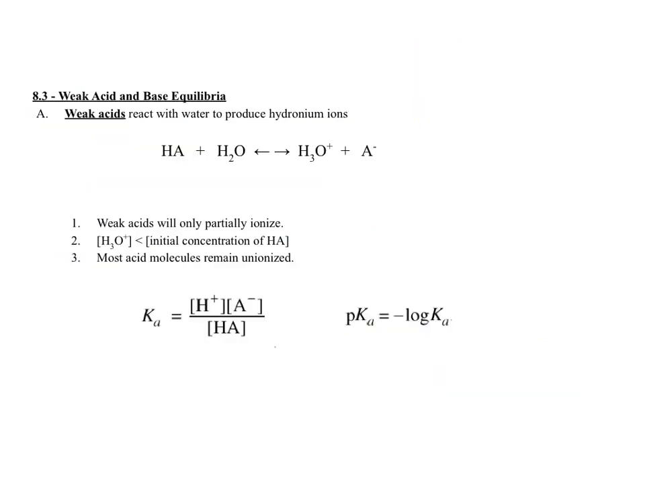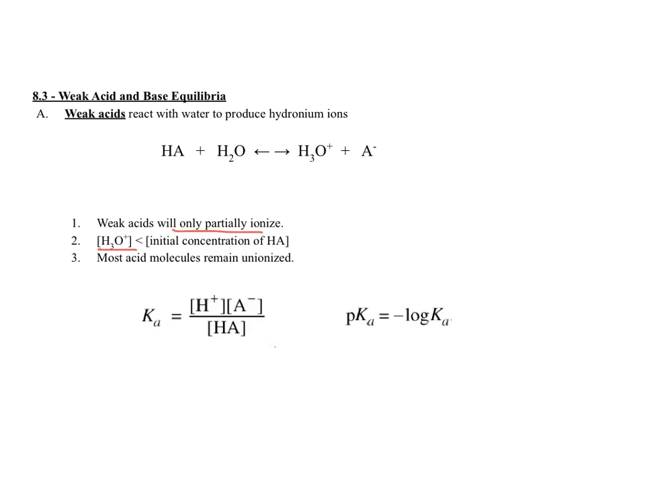Okay, so we're going to go ahead and take a look at how we're going to calculate pH values for weak acids, which is going to be a little bit different because weak acids only partially ionize. So you're not going to have, whatever the concentration is of your original acid, that's not going to be the concentration of your hydrogen or your hydronium ion. It's going to be much less than that.